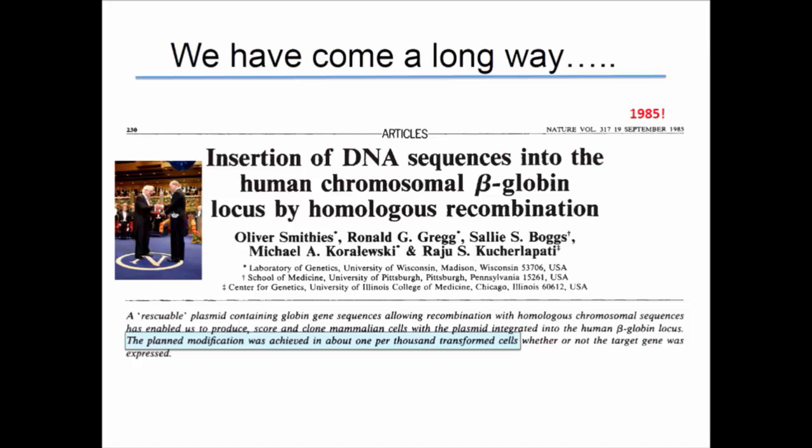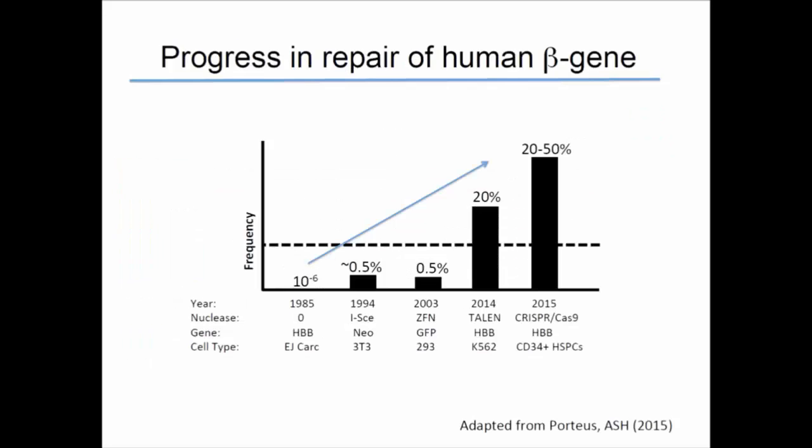Having said that, we've come a very long way. And this is really the beginning of the field for mammalian biologists. This is the work of Oliver Smithies, who unfortunately passed away just a few months ago. But here's Oliver getting his Nobel Prize, basically for this paper in which he described homologous recombination into the human beta globin locus in cells. And the important point here is the planned modification occurred in about one in every 1,000 or so transformed cells. That was cells that took up the DNA. So this was an exceedingly inefficient process, but it was very specific.